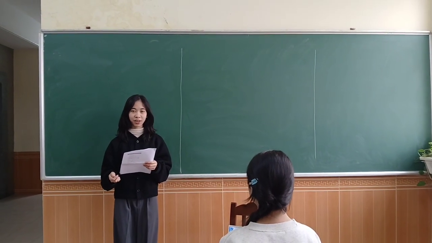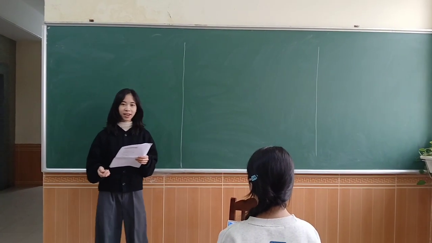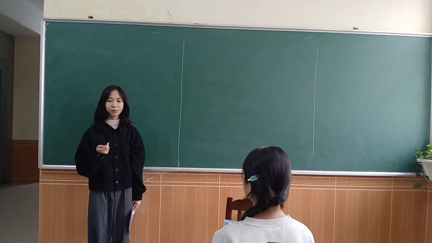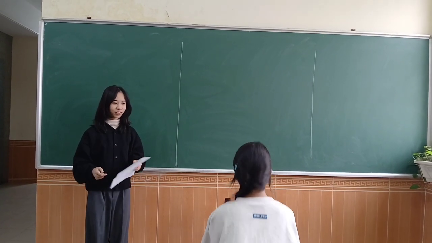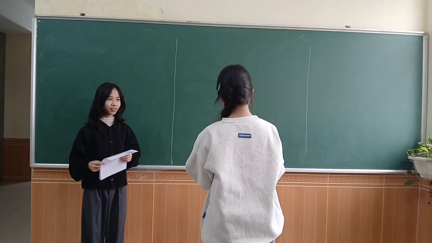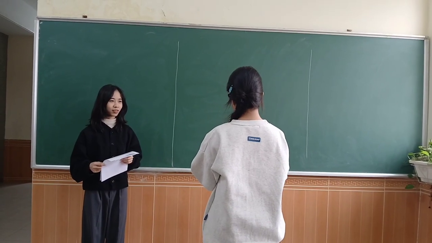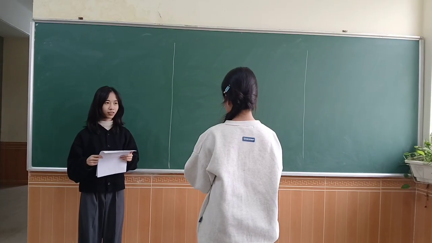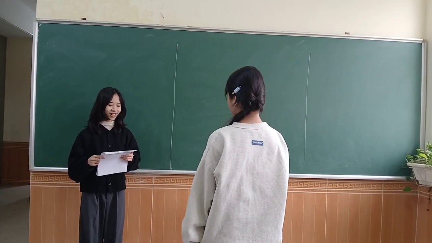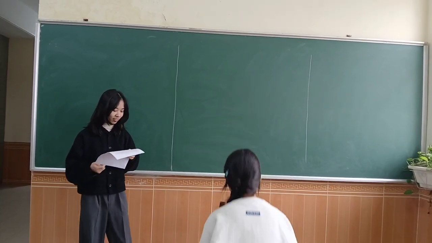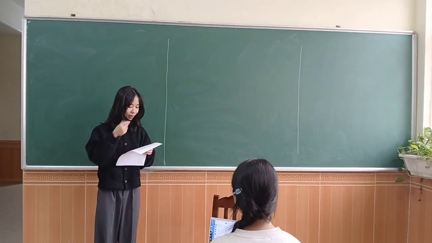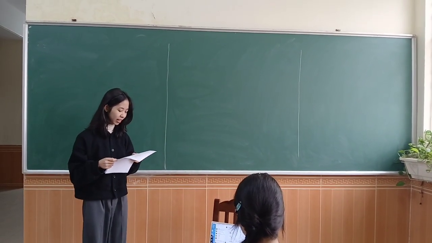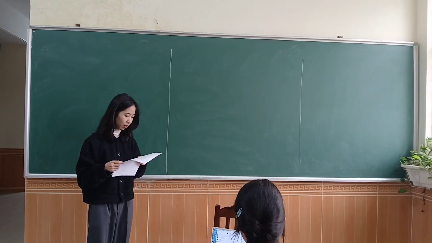Before we get into the lesson, let's review what types of motion we have learned in 10th grade. In 10th grade, we learned about uniform motion, uniformly accelerated motion, and circular motion. Thank you, Professor. Now I invite you to watch the videos and tell me what the characteristics of the object's motion are.